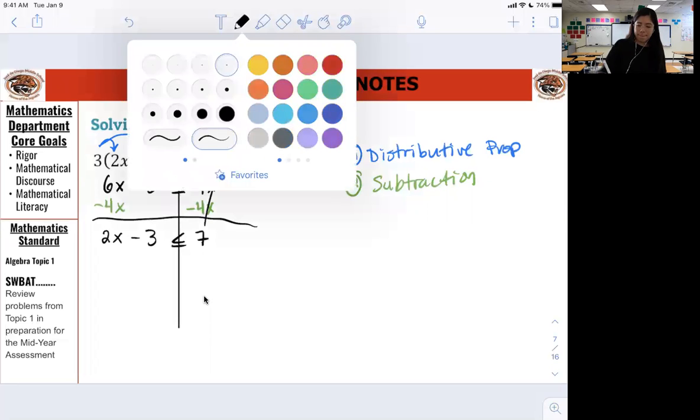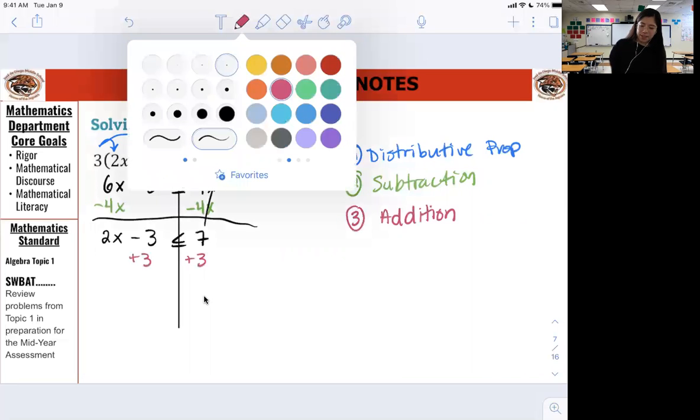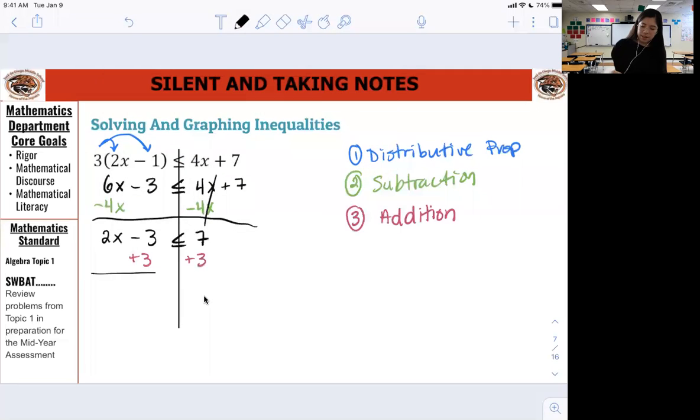Now what? We add 3 to the 7. Good, we're going to add 3 on both sides. 7 plus 3 is 10. So I've got 2x is less than or equal to 10. And then finally, divide.